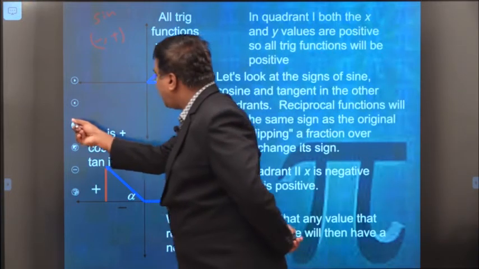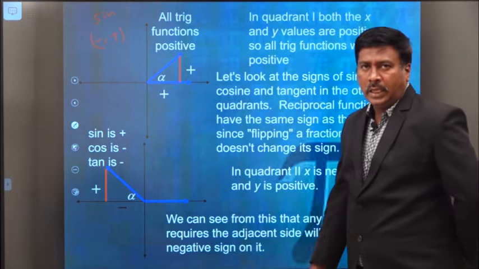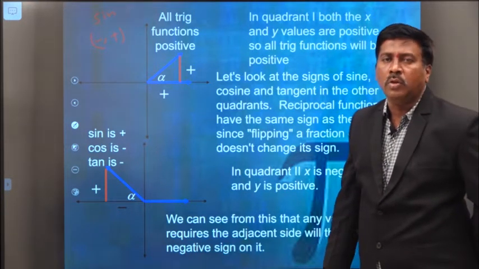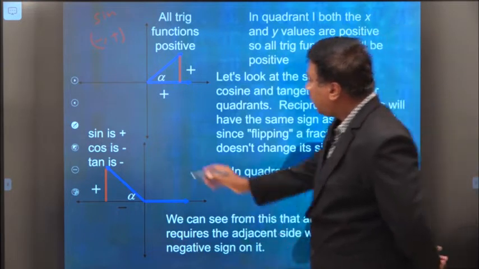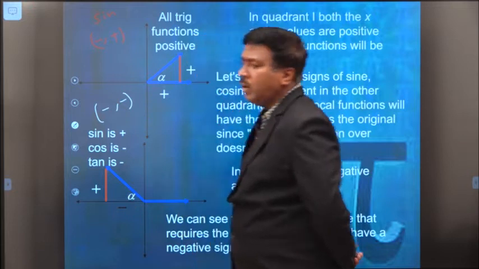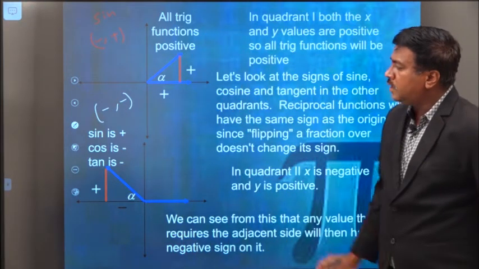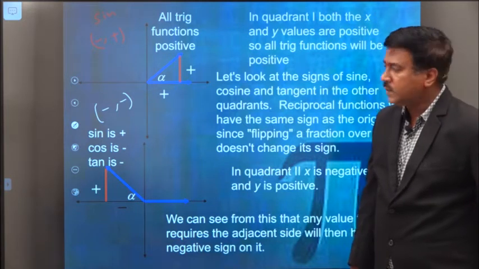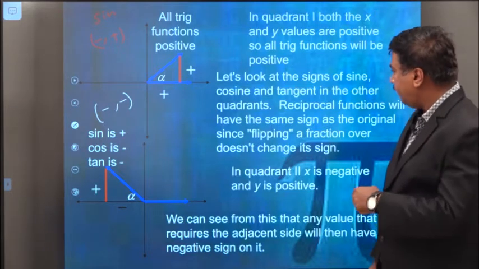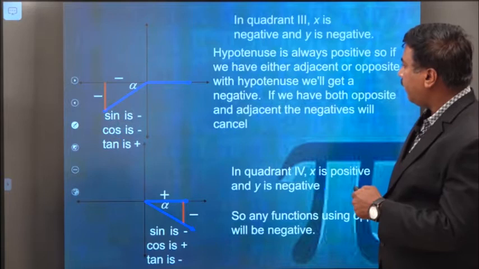Coming to the third quadrant, that is T. T means the tangent and the reciprocal of the tangent are both positive. Here x is negative and y is also negative. So only the tangent is positive, and the remaining functions are all negative in the third quadrant of the coordinate plane.